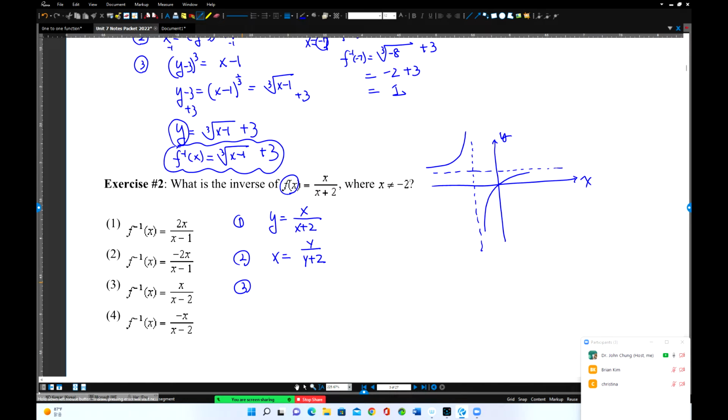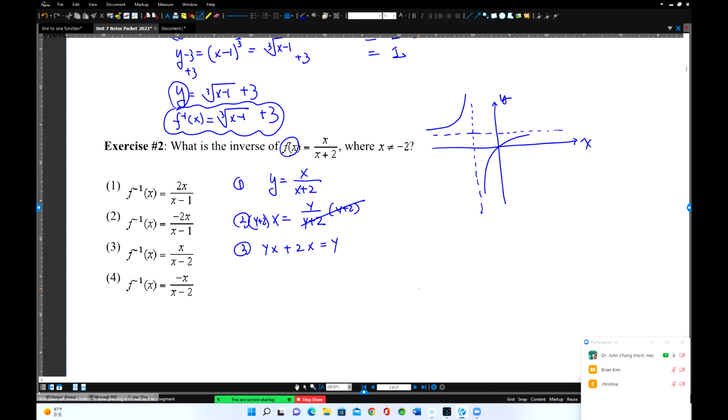We need to clear the denominator, so we multiply both sides by y plus 2. x times y plus 2 on both sides. So y times x is xy, or yx, plus 2x, and that is equal to y.